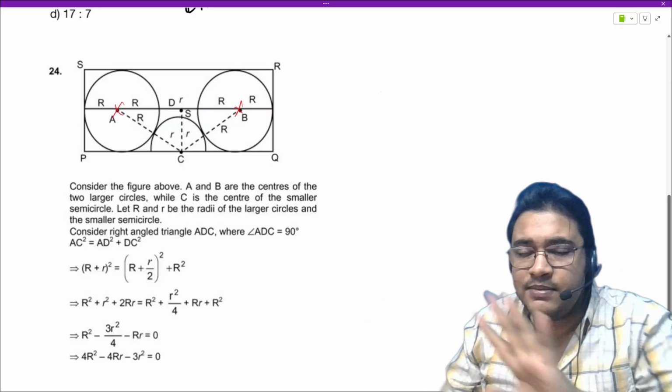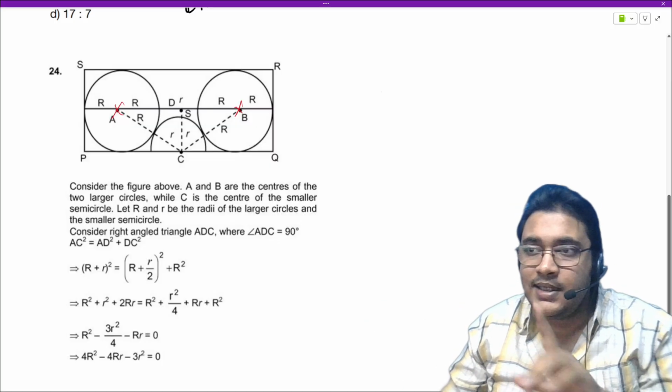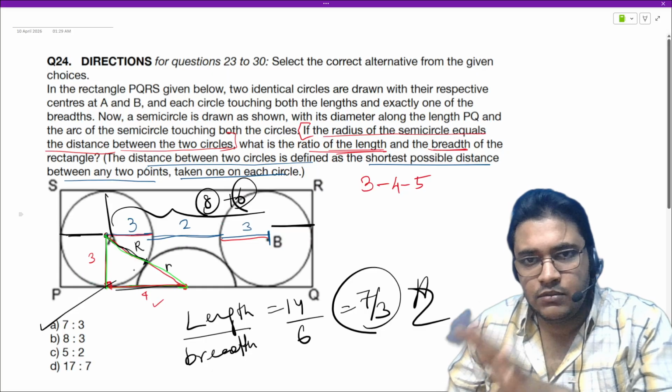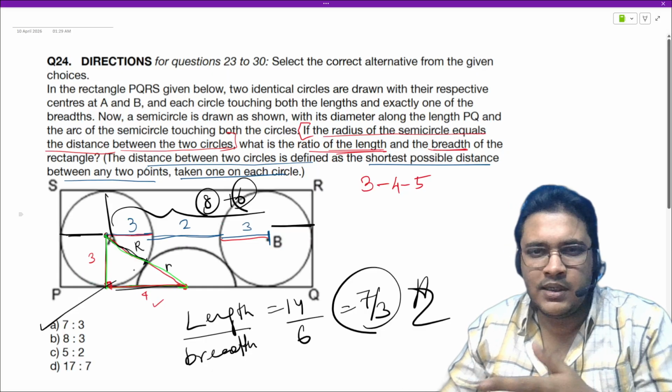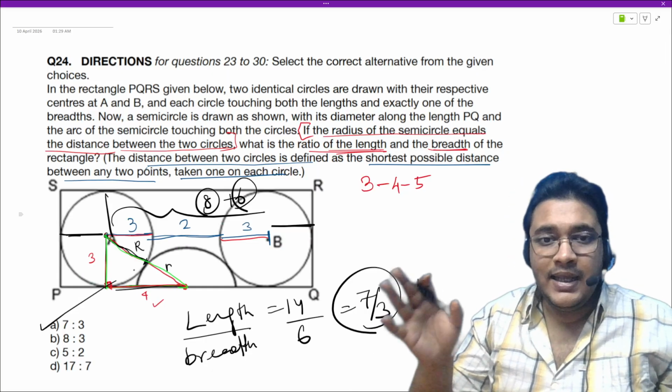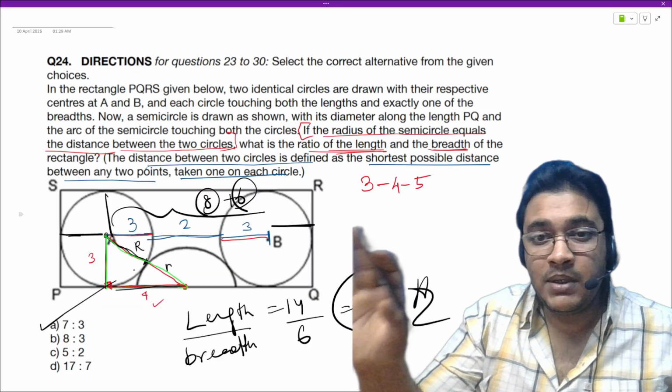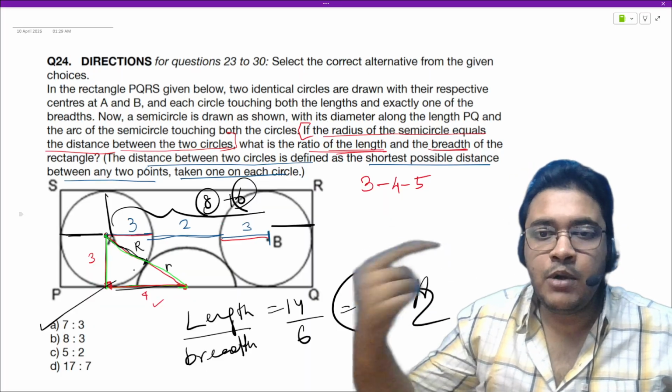Not saying that this method is wrong. Not at all saying that this method is wrong. As a matter of fact, I would say that go and practice those things also. I also teach these things in classes. But in an exam setup, you should know this method, these optimal methods. This is what will give you time optimization.